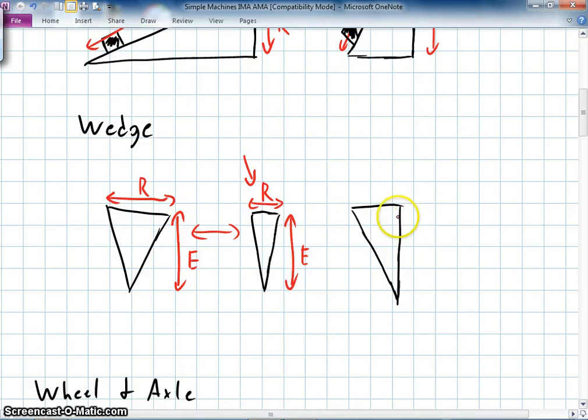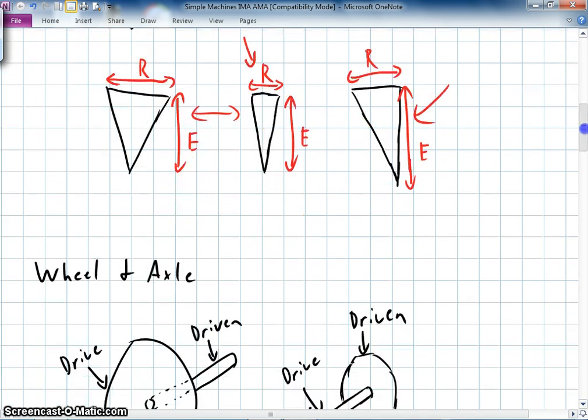Now, the same thing applies over here on the last wedge shown. It's a bit of a different shape, but we still have the same resistance shown here, and then effort is the overall height of the wedge. So measuring those and then putting dE over dR, you can find the IMA of a wedge.